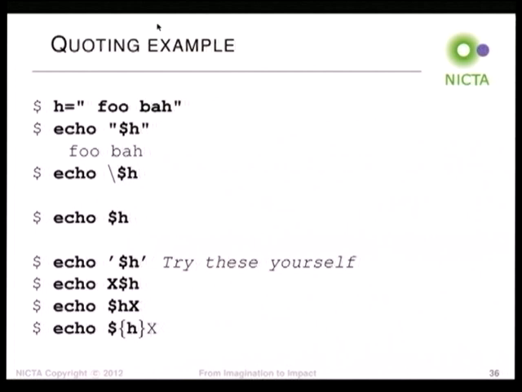What about with this one? Backslash turns off the special meaning of dollar, so we should see $H. If we just do $H, there's no quoting there, so we'll just see foo bar with no special space. The last ones you can try yourself, but you can probably predict what they're going to do by now. I'm spending a lot of time on quoting because this is the thing that beginning shell programmers always get wrong.